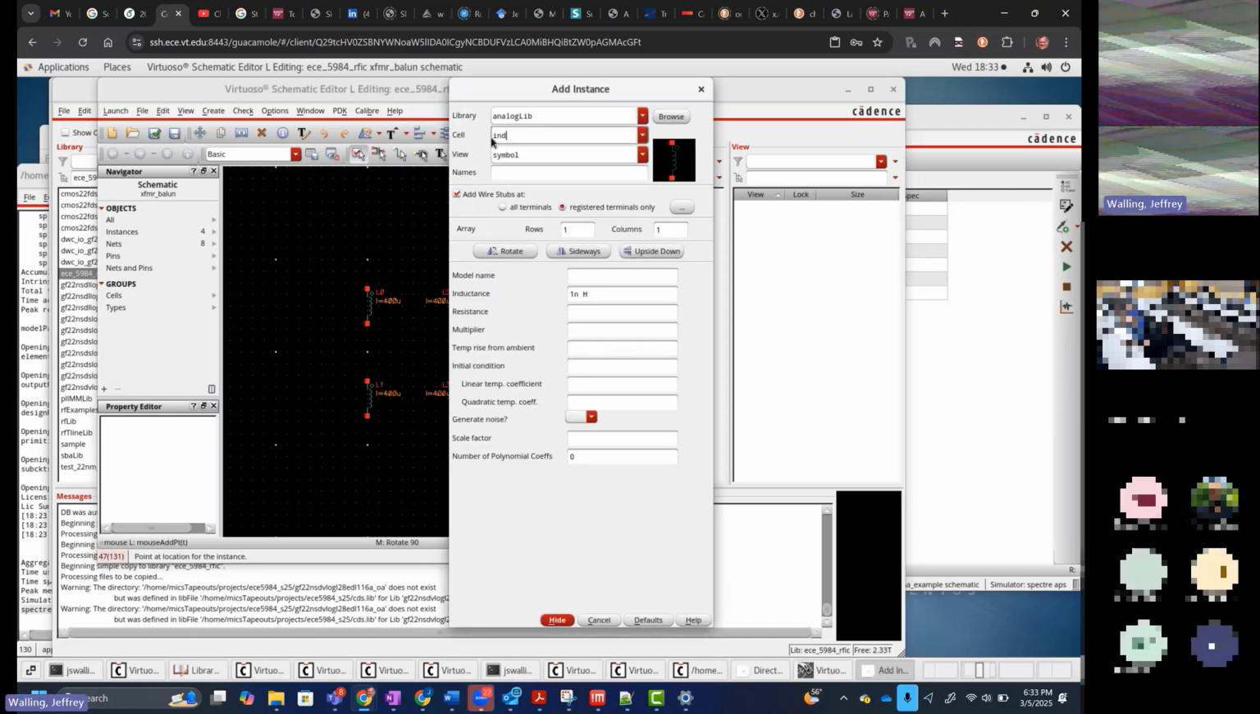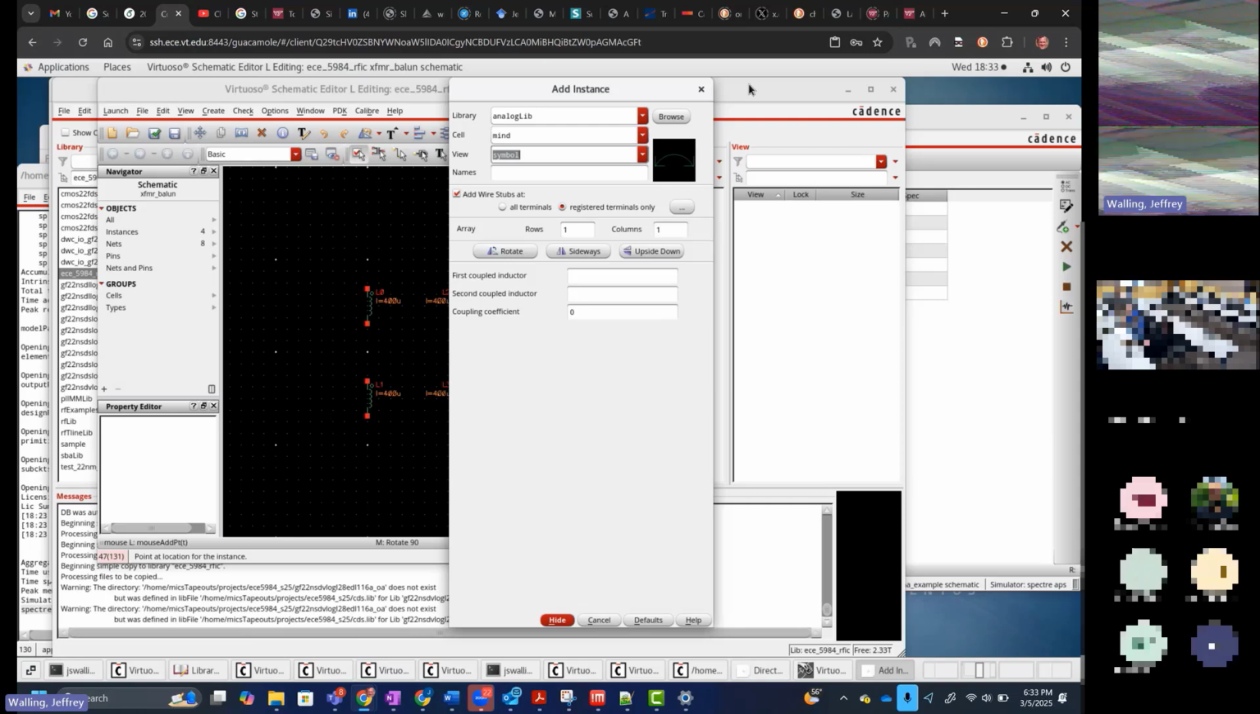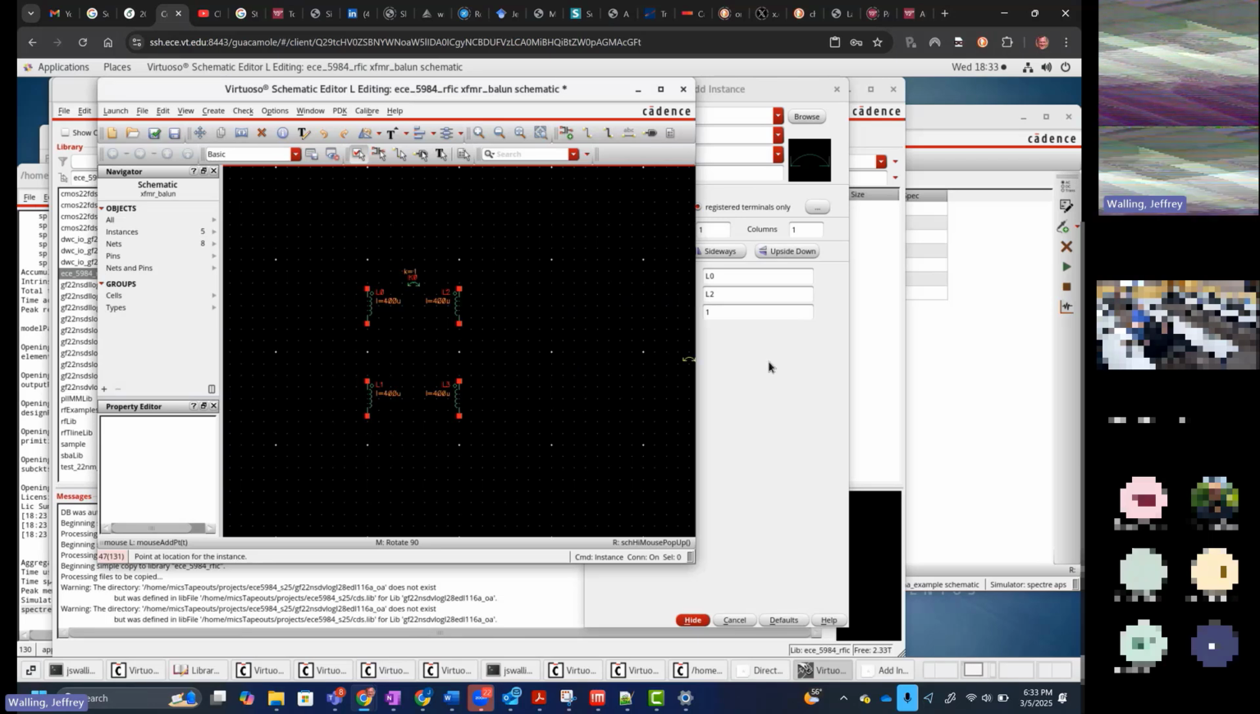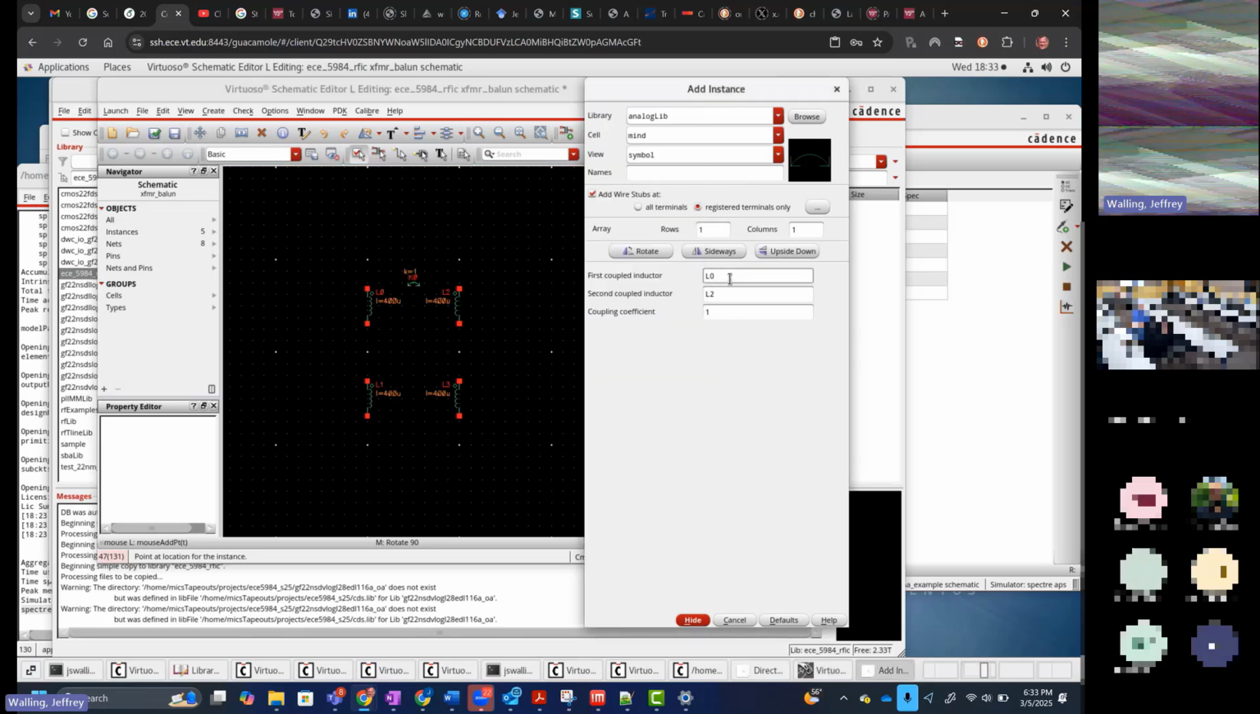And there's a component in your libraries called MIND, that's mutual inductance. And the way that this works is you give it the name of two inductors and a coupling coefficient. We're going to make this an ideal transformer. So I'm going to have L0, L2, and I'm going to give it a coupling coefficient of 1. That means that these two inductors have exactly the same inductance, so they have the same turns ratio, and they have a coupling factor that means that the signal will ideally couple from one side to the other. I'm going to add that mutual inductance there, and I also need one for L1 to L3.